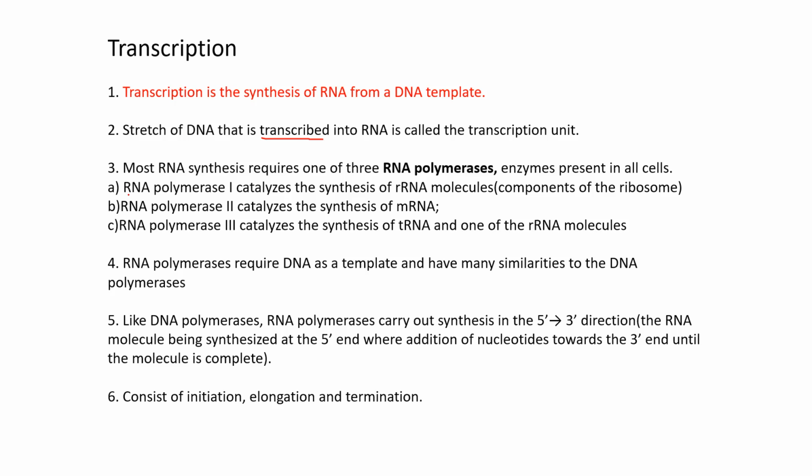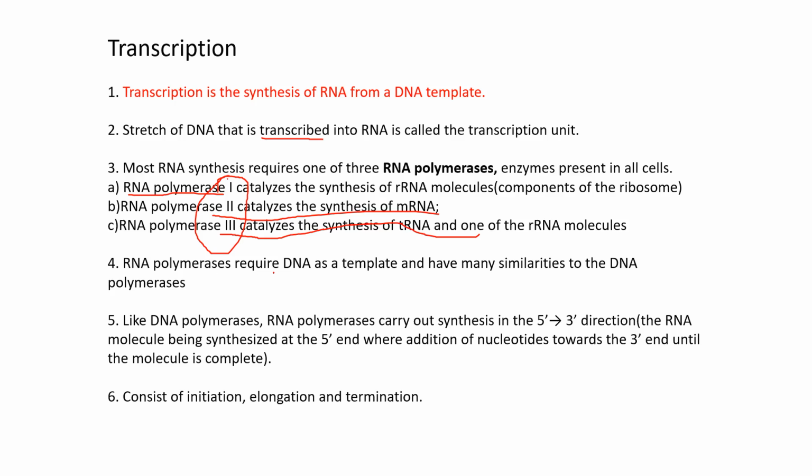Now, RNA polymerase 1 catalyzes synthesis of rRNA. RNA polymerase 2 catalyzes synthesis of mRNA. And RNA polymerase 3 catalyzes synthesis of tRNA and one of the rRNA molecules. So how are you going to memorize that? I don't know. If you can memorize this, better, it might come out. I don't know, but it's not mentioned in your syllabus anyway.